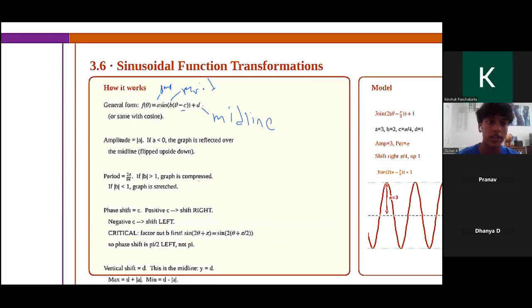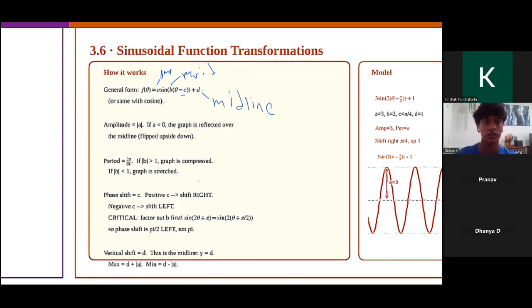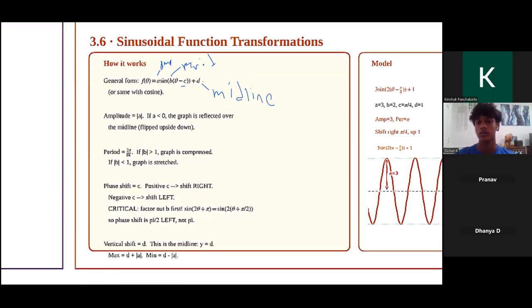And the period is always going to be 2 pi divided by b. So if your b value is 3, then your period is going to be much shorter. It's going to be 2 pi over 3. If your b value is 2 pi, then your period is just going to be 1, and then it's a graph that just goes until 1. So your period depends on b.